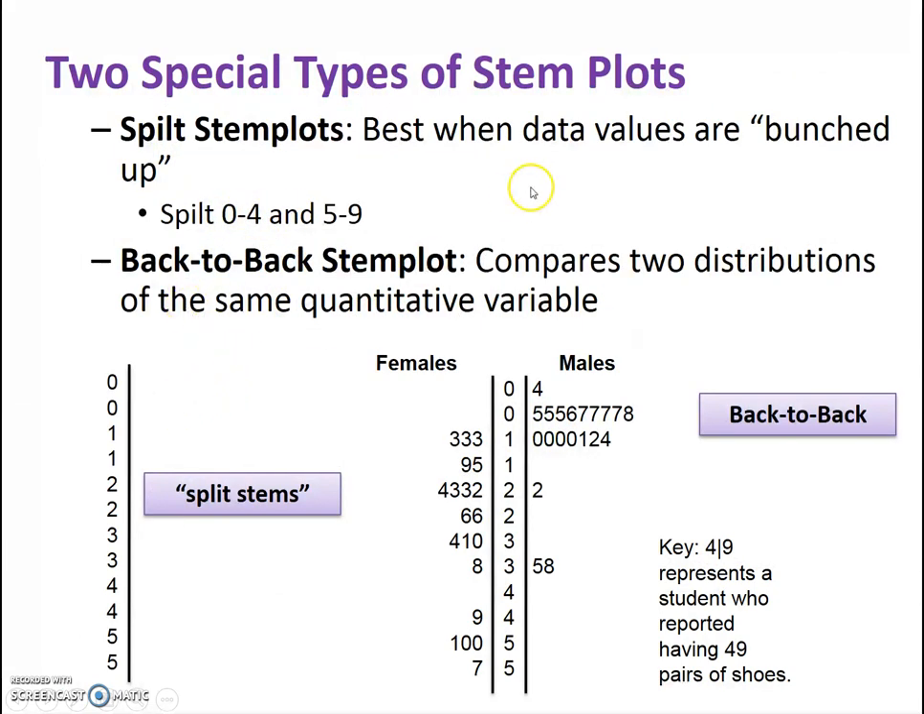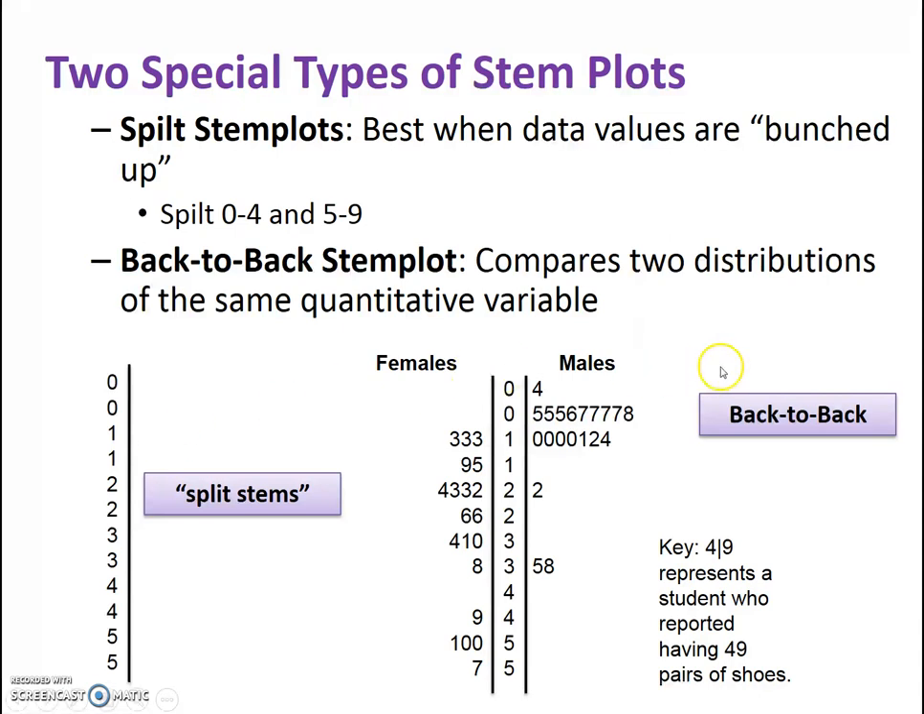This is good when your data values are really bunched up. So for instance, if you only had numbers between 0 and 30 or 0 and 29, it could be a little hard to see patterns just by glancing at it if they're all bunched up. So you can split the stems in that case.